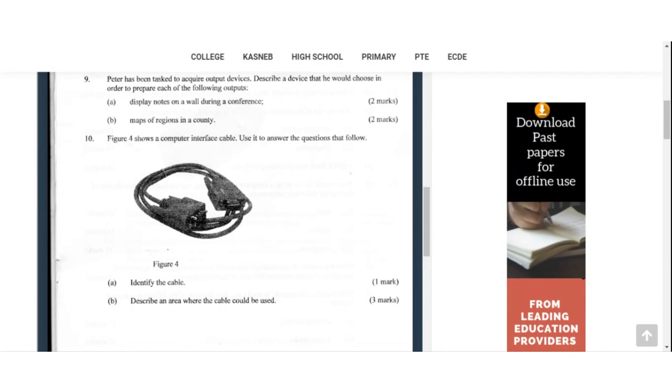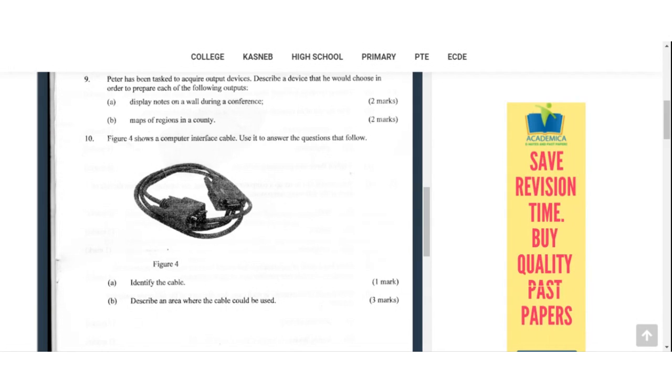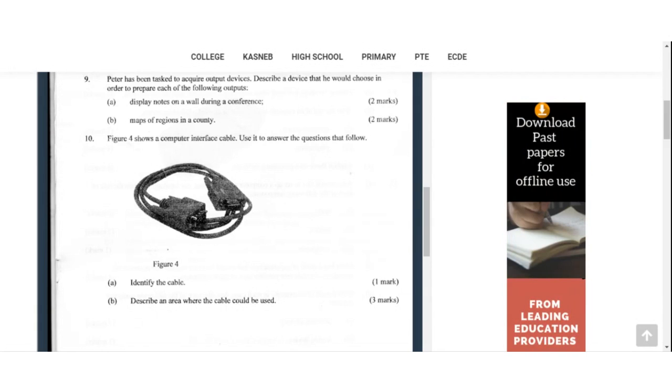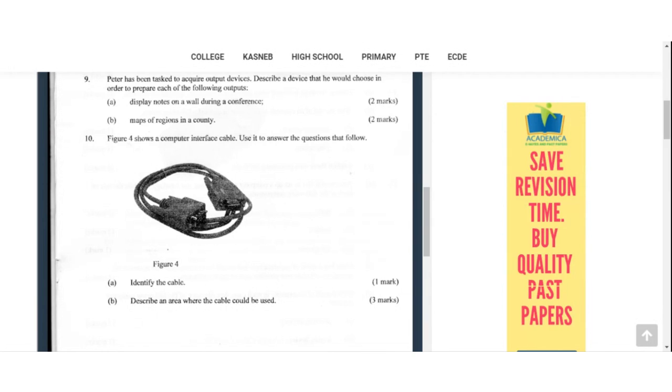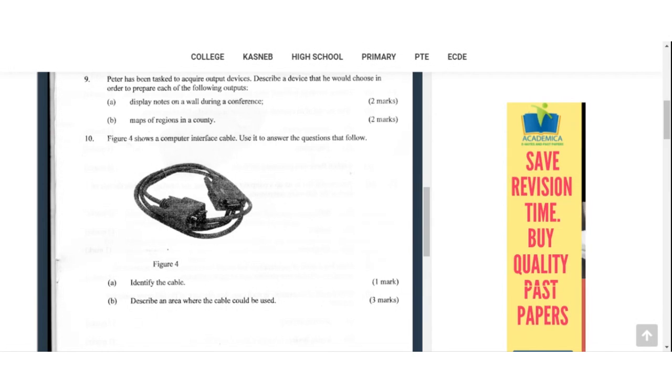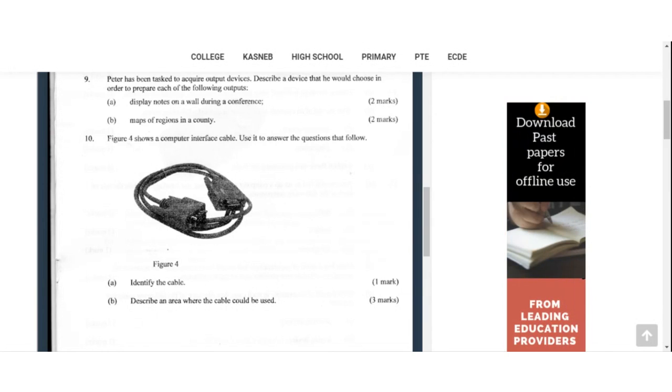Before you fail, you first identify the cable. Because in case you fail in Roman 1, you fail in Roman 2. Start from Roman 1. Is this a LAN cable? Not really, not a LAN cable. Just look at it very well.